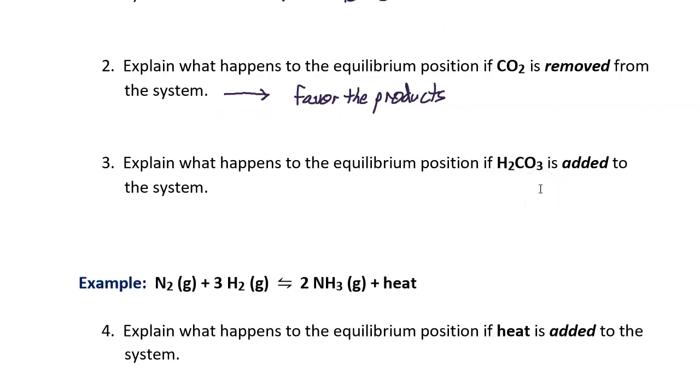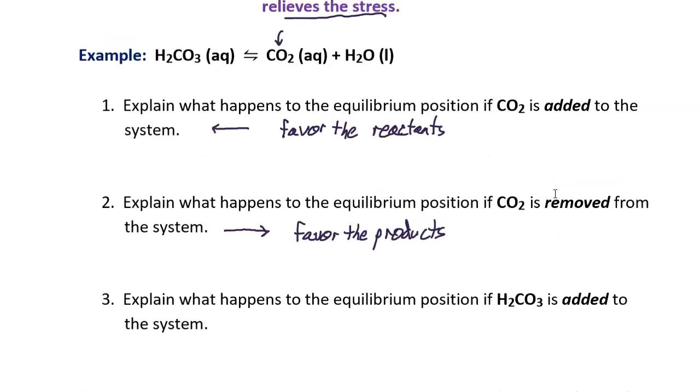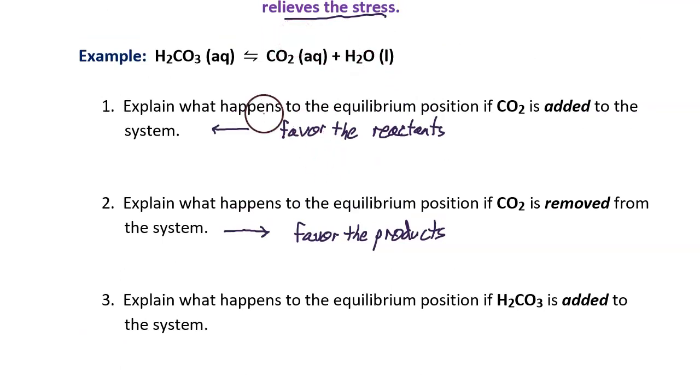Number 3, explain what happens to the equilibrium position if H2CO3 is added to the system. What will happen if you add more of this substance? How can the chemical system compensate? If you add more of this, then the equilibrium position will shift to the right to favor the products, because that's how you can overcome the change of adding more of this substance, by using it up, creating more of the products on the right side.